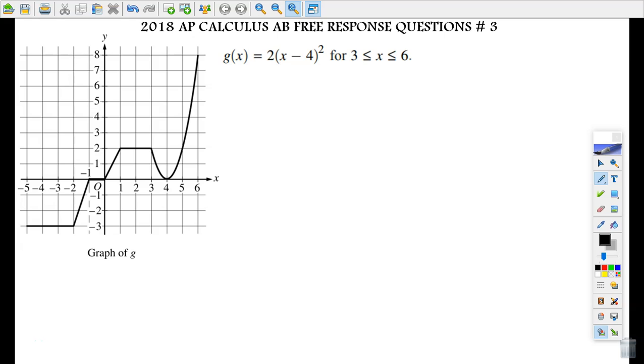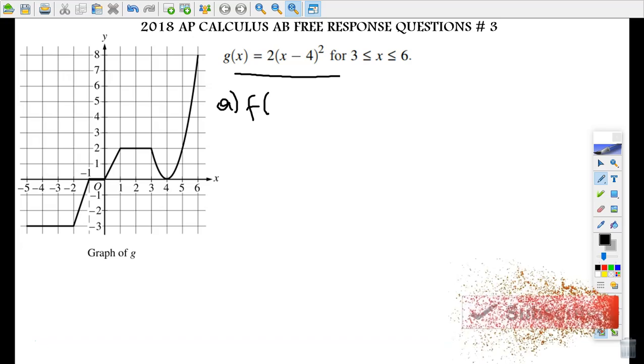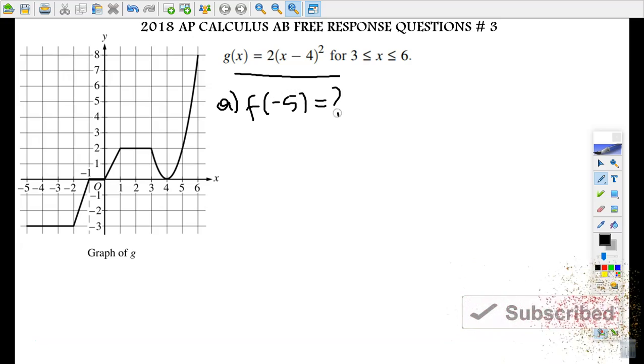In this video we're going to be talking about question 3 from the 2018 AP Calculus Free Response portion. In this problem we're given this function g, which is also the first derivative of f. When we look at this graph of g, we see some line segments and also this quadratic function, which is defined like this. In part A we need to figure out f of -5 using the graph of g.